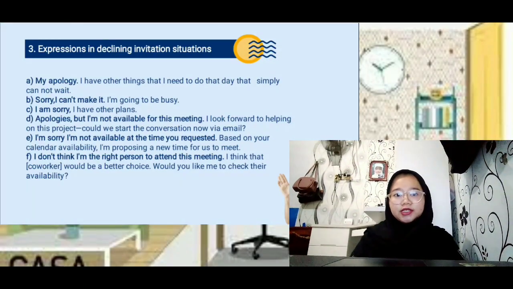Third, expressions in the declining invitation situation. A. My apologies. I have other things that I need to do that simply cannot wait. B. Sorry, I cannot make it. I'm going to be busy. C. I'm sorry, I have other plans. D. Apologies, but I'm not available for the meeting. I look forward to helping on this project.